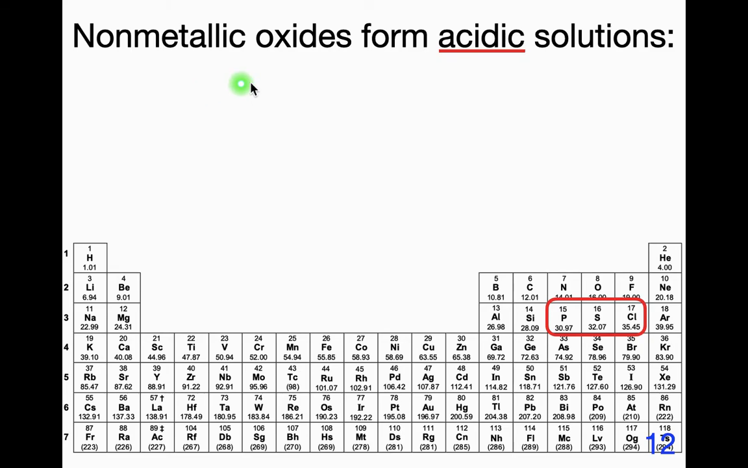Okay, now let's skip over to the non-metallic oxides. They form acidic solutions, so phosphorus, sulfur, and chlorine. Now what I'm going to show you here are just a selection of different oxides of those three. They combine together. You might remember that covalent compounds can combine together in many different ways.